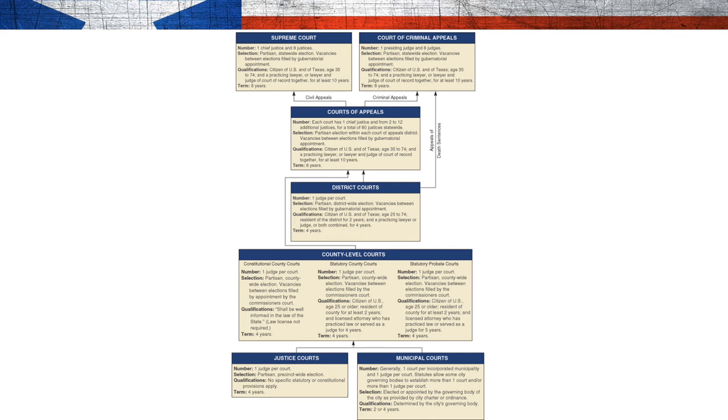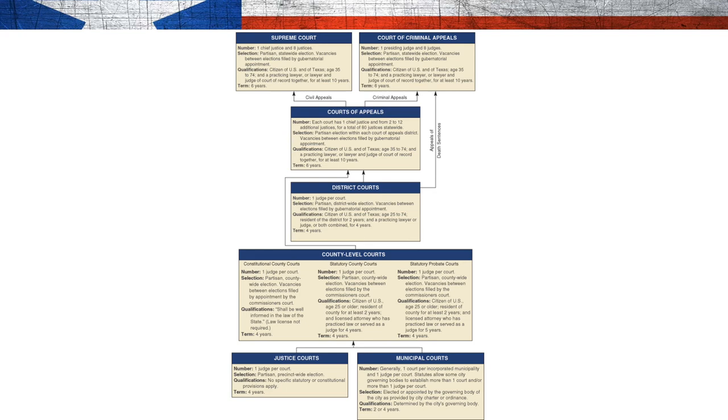Statutory county courts or county courts at law are just additional courts within the counties. There are 246 of those. There are some counties that have multiple county courts at law and some that have zero. Judges are elected in partisan countywide elections. County courts at law judges have to be at least 25 years old, have lived in the county for 2 years, and have 4 years experience as either a lawyer or a judge. And it's a 4-year term.